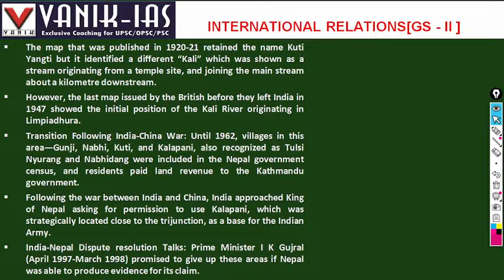Transition followed the India-China War of 1962. Villages in this area, Gunji, Nabi, Kuti, and Kalapani, were included in the Nepal government census, and residents paid land revenue to the Kathmandu government. Following the war between India and China, India approached the King of Nepal asking for permission to use Kalapani, which was strategically located close to the border, as a base for the Indian army.